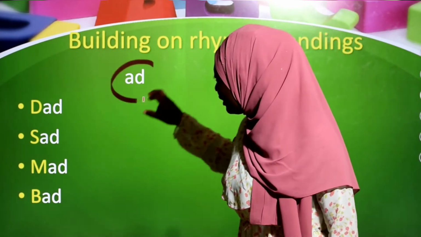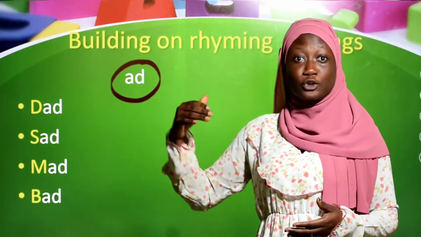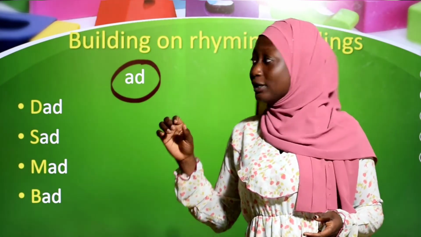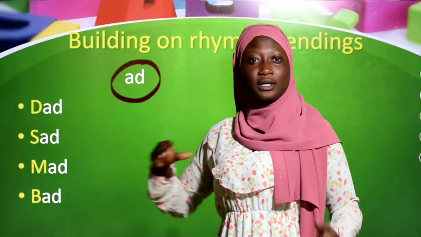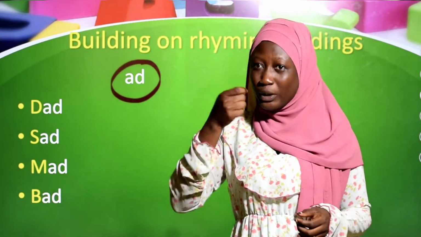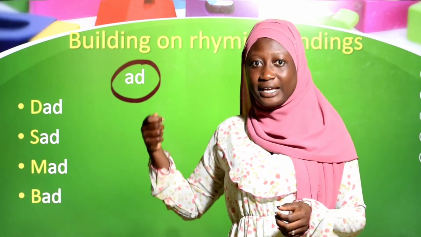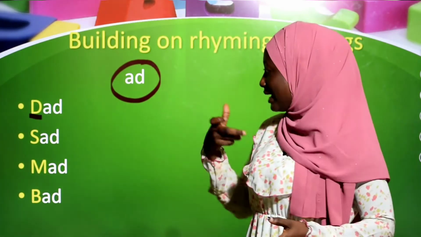We have the rhyme ending ad. The sound at the end should be ad. Let's look at the examples. First we have dad. I hope you all heard the sound at the end. Dad. We have that sound at the end, but the initial sound is d, giving us dad.